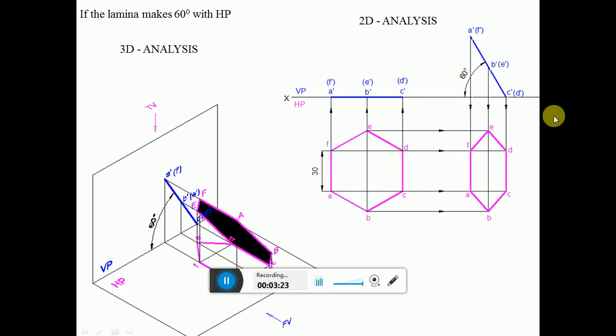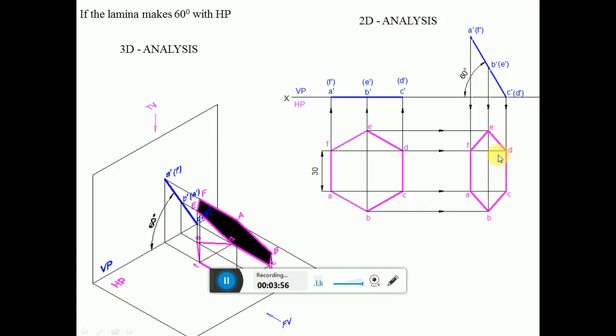Then draw the corresponding top view. Draw a vertical projector from C dash D dash and a horizontal projector from CD to get the point CD. Similarly, draw a vertical projector from B dash E dash and a horizontal projector from B and E to get the point BE. Similarly, draw a vertical projector from A dash F dash and a horizontal projector from AF to get the point AF, and join ABCDEF.